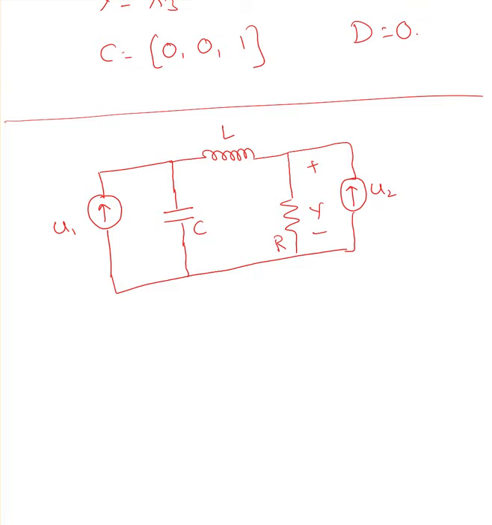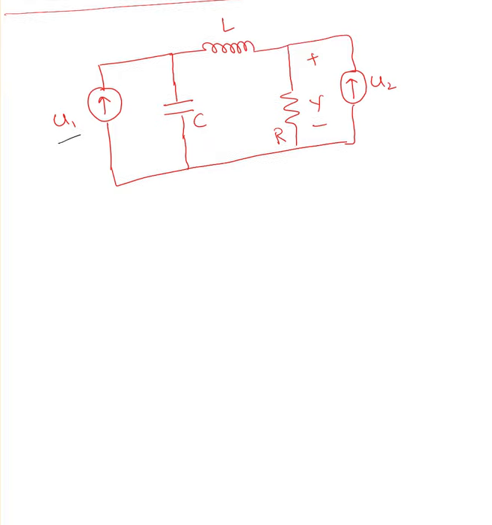Here is the next example. Here we have two energy storage elements, at the same time two inputs. By the way, this U1 and U2, those two are the current sources. If it is a voltage source, basically this is a voltage source, and for the current source you will see an arrow inside that source. That's the difference between voltage source and current source. That's how I differentiated here.